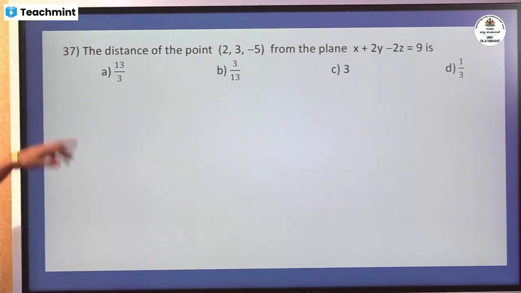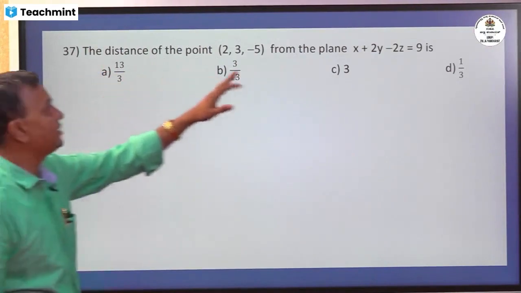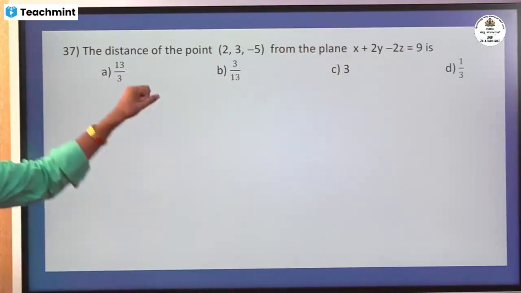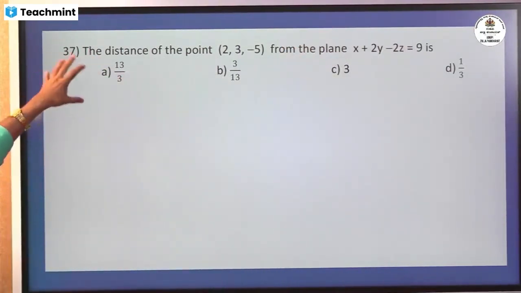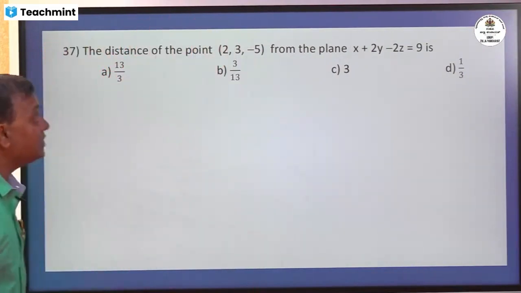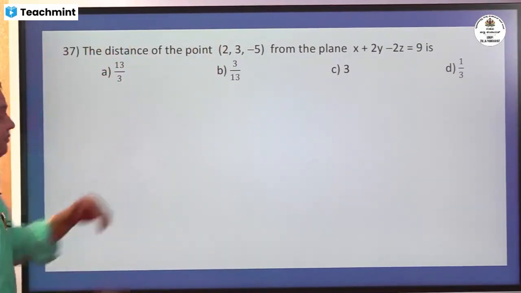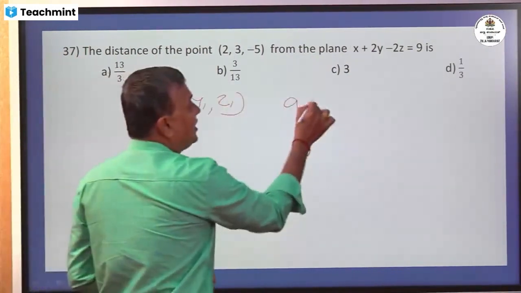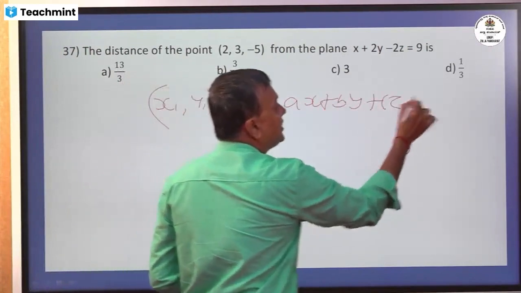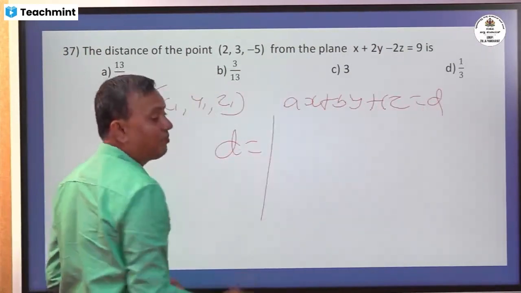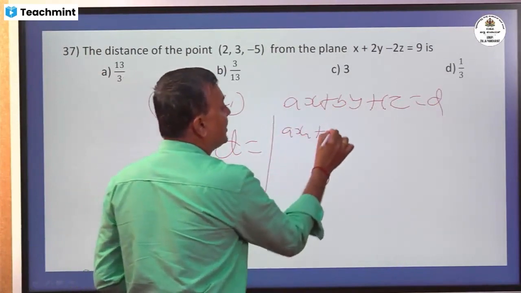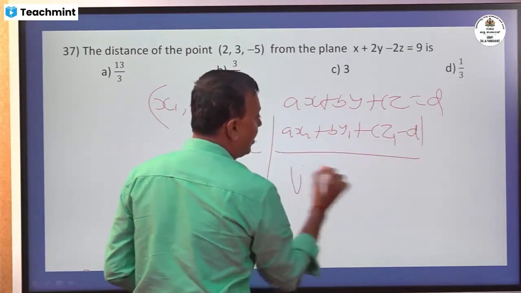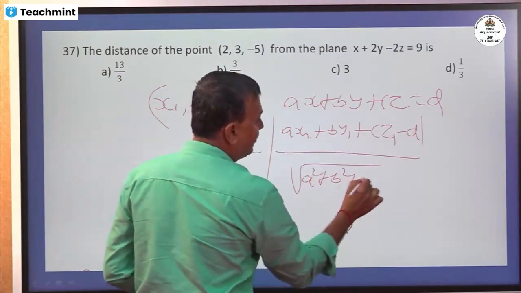Next question. The distance of the point (2, 3, minus 5) from the plane. This question is an annual example, a very simple and important question. We know the distance of the point x1, y1, z1 from the plane ax plus by plus cz equal to D. The distance formula is modulus of ax1 plus by1 plus cz1 minus D divided by root of a square plus b square plus c square. Correct?